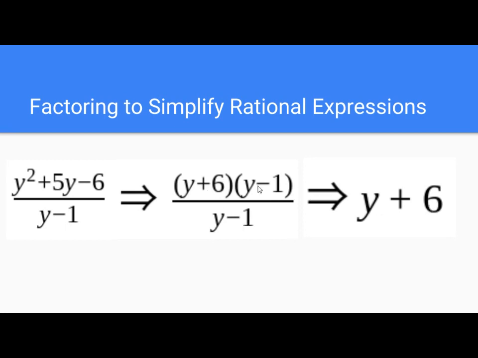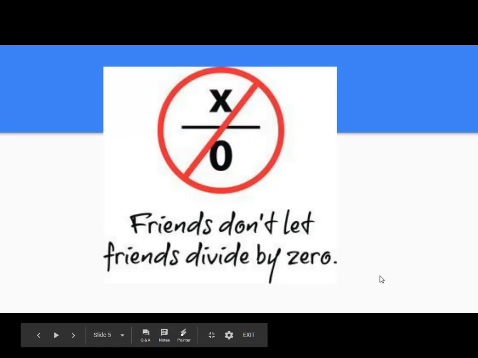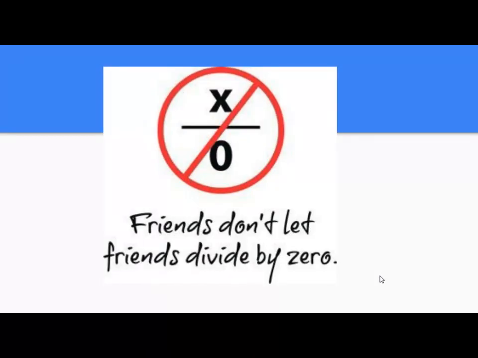What's really happening is we're factoring out a y minus 1 from both the numerator and the denominator, and they're dividing to 1. And we're left with just y plus 6. So we can cancel those away with y plus 6. One thing to be careful of, you cannot divide by 0.